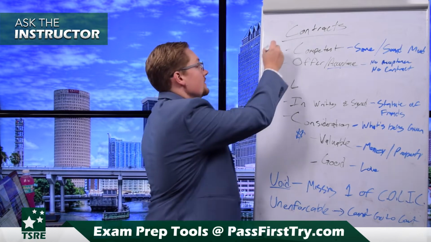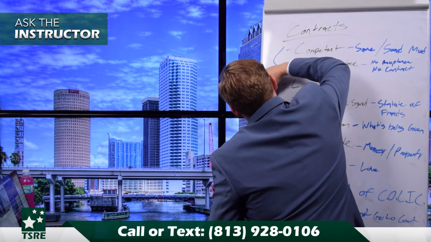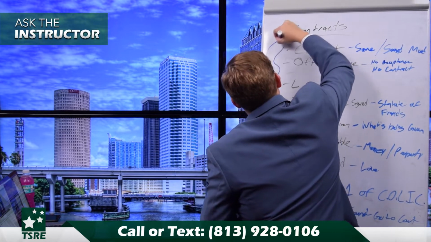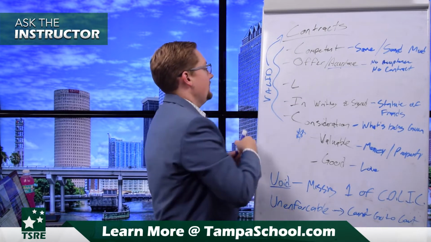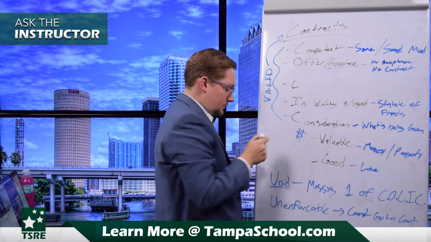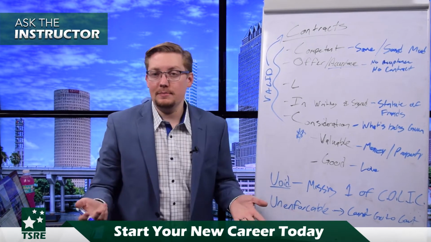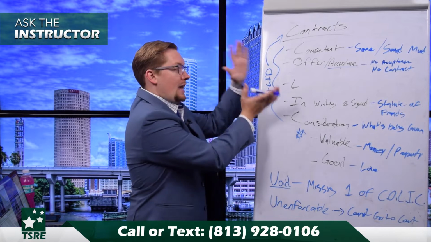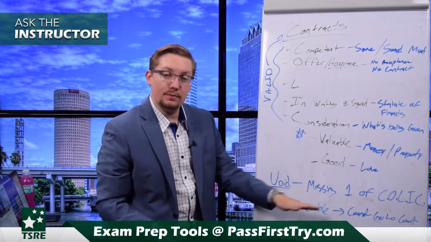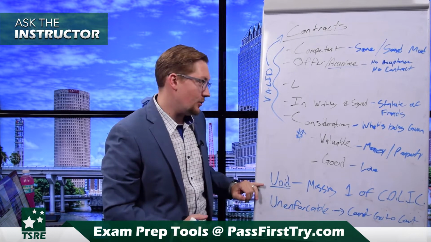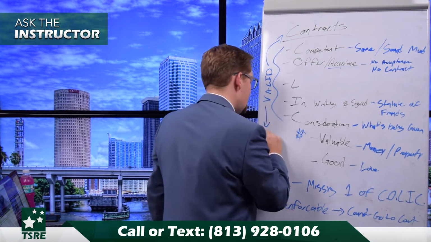So if it has all 5 of these, that's what we would call valid. It's a valid contract if it has all 5 of these elements. And if it's missing one of those elements, we call that void. So valid and void are the two opposites of each other, and that specifically means if we have everything, then it's valid, or if we're missing something, it's void. And then unenforceable, we're unable to enforce it in court because it's void. If it's valid, it's enforceable, meaning able to be enforced.